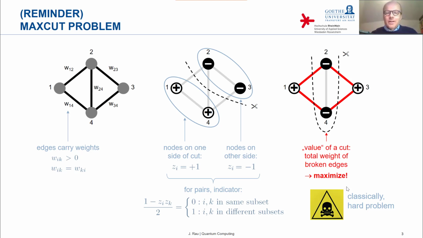So just as a little reminder from last week, we discussed classical optimization problems, and in particular the example of the max cut problem. I don't want to repeat the details here, but we said that many of these optimization problems are classically hard in the sense that solving them requires resources that scale exponentially with the size of the problem, in this case the number of nodes in the graph.